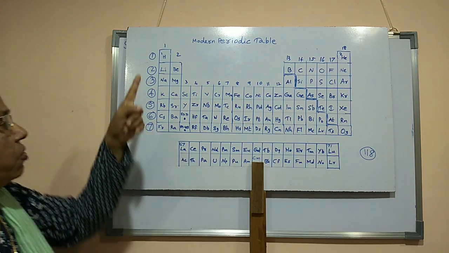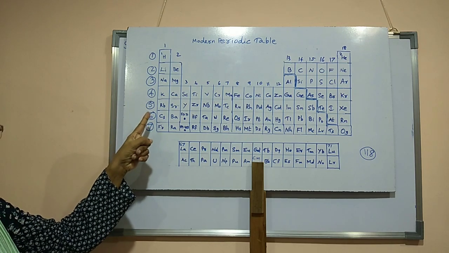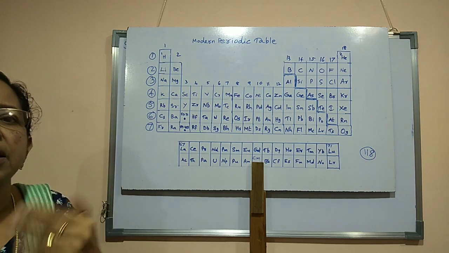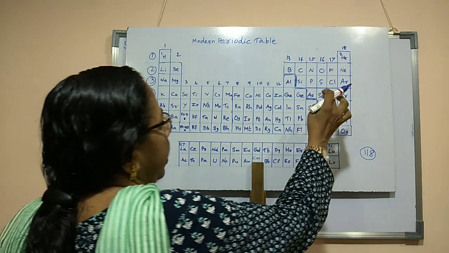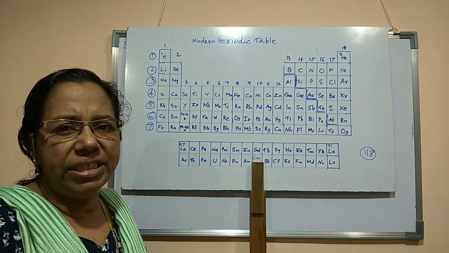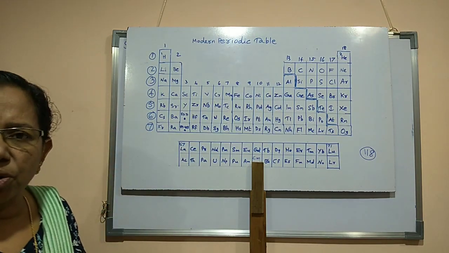So once again, first group of elements we can say alkali metals. Second group of elements we can call alkaline earth metals. Now here 17th group of elements are known as halogens. 18th group of elements we can call zero group elements.